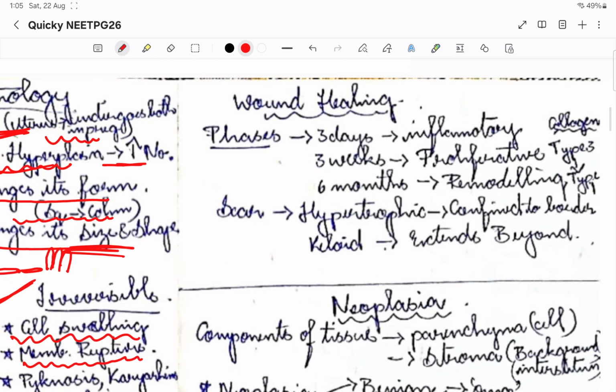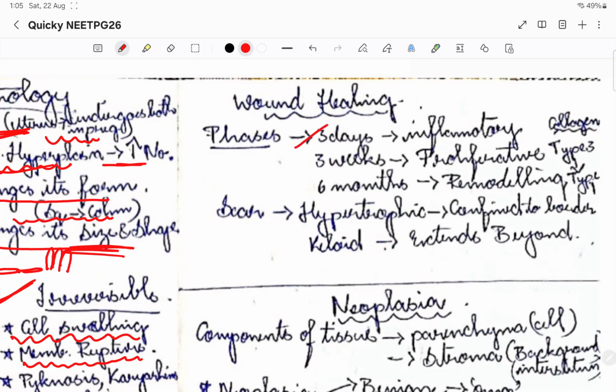Now let us learn a little about wound healing. The inflammation had happened, some insult had happened, so finally the body is healing. The wound had happened. Now let us see how the whole healing of the wound will happen. There are three phases through which wound healing happens. First is the acute thing.